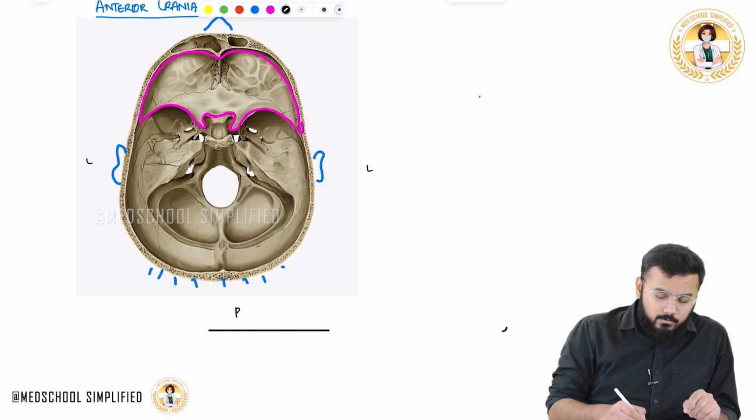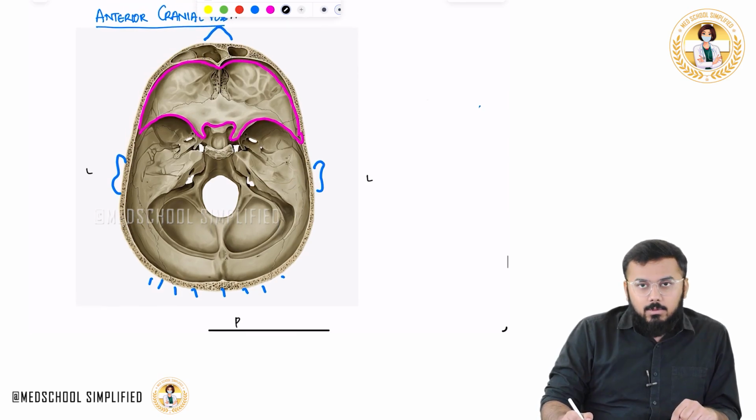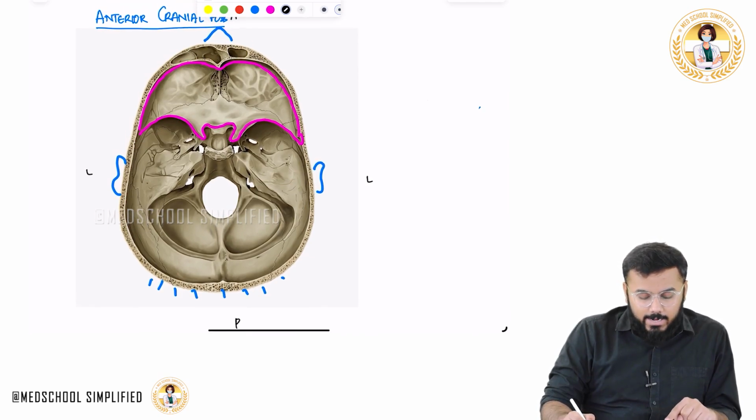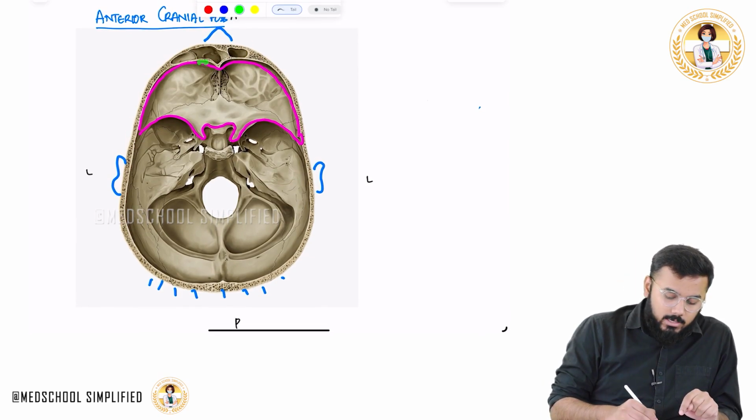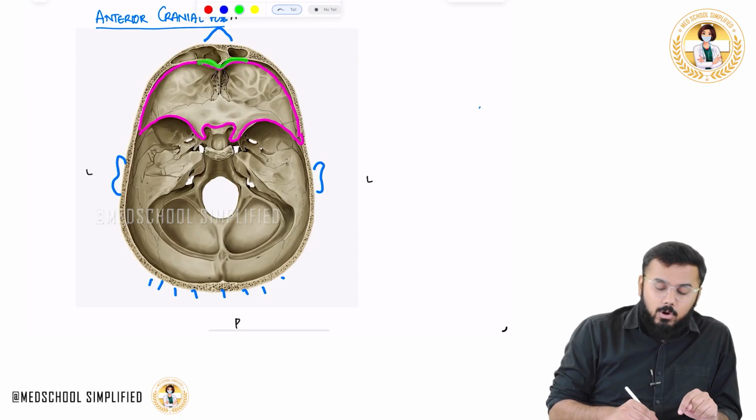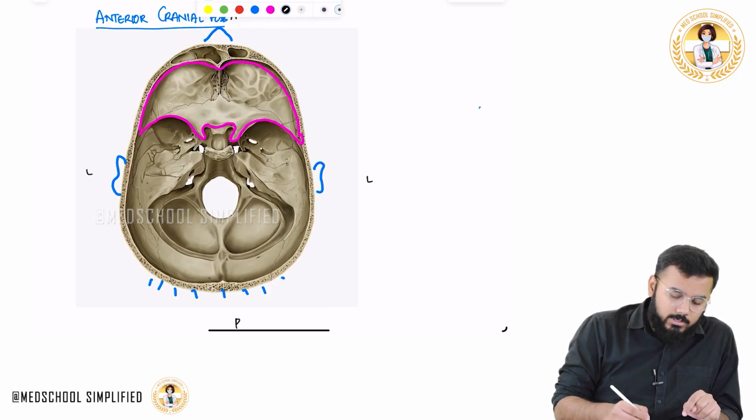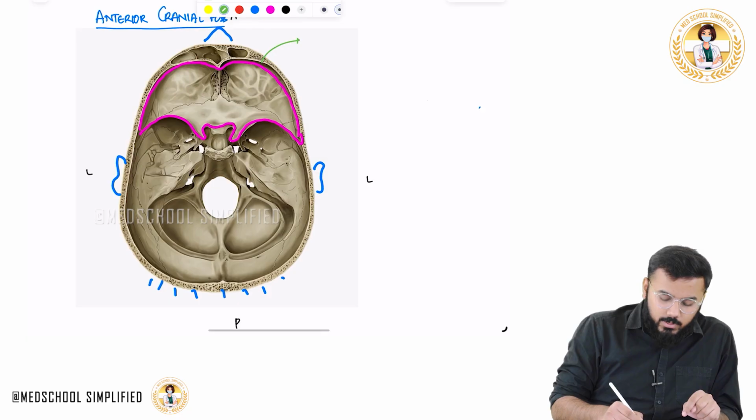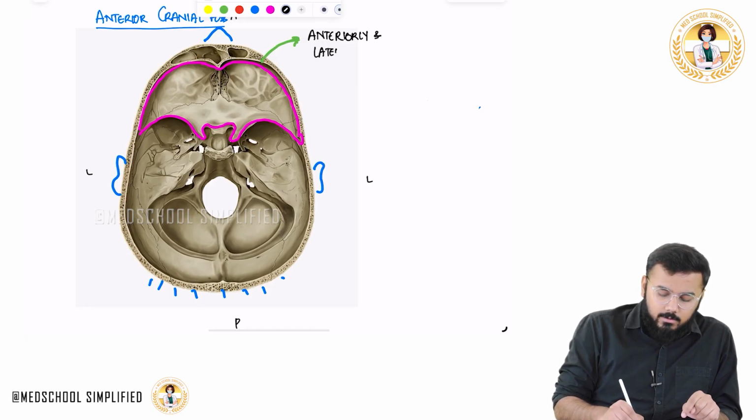Now if you look at this, what is a border here? I have got the anterior as well as the lateral border. See, this border is the anterior border, and this border over here is called your lateral border. So just write it down. This particular part over here is anterior and lateral. Anteriorly and laterally.